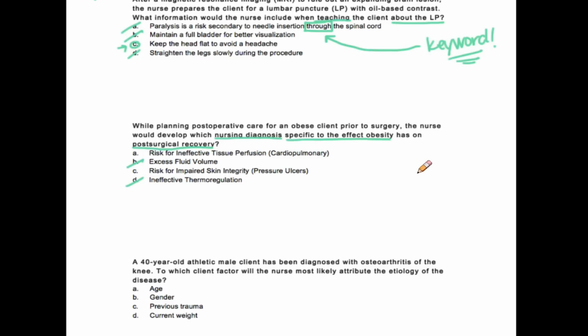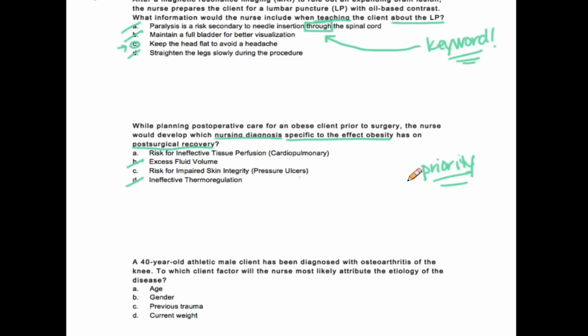Now this question is going to be an example of our priority. Make sure I spell that right. Priority. Now, I'm left with risk for ineffective tissue perfusion. I know this can be an expected outcome secondary to an obese client who's recovering. And risk for skin integrity. I'm thinking an obese client laying in bed, recovering, they may be at risk for developing some decubitus ulcers, right?